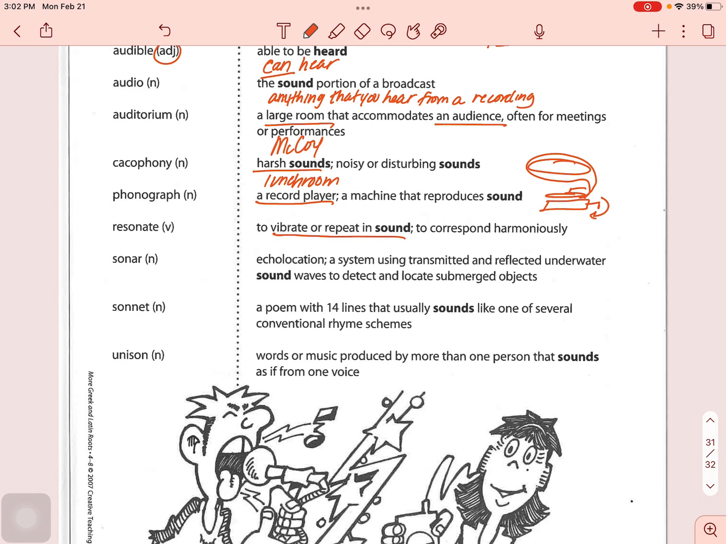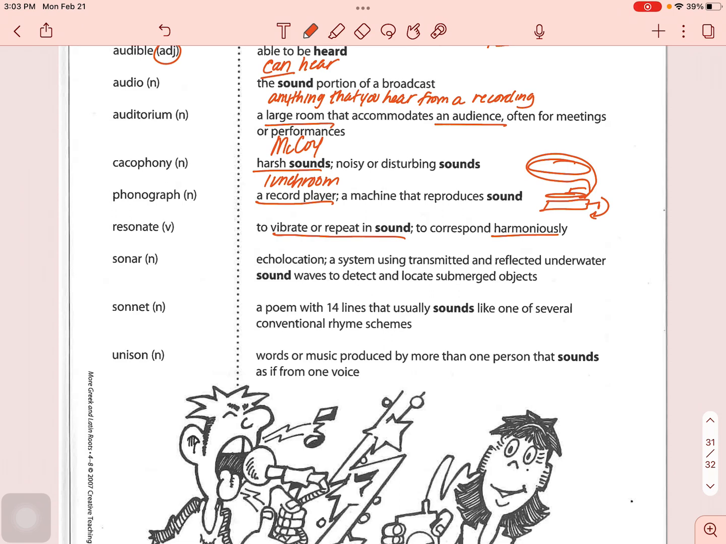And a lot of times, if a sound is resonating and there are multiple sounds resonating at the same time, you will be able to get a harmony out of it. It's that vibration and that constant sound to repeat that allows you to achieve harmony. But we're talking about just if your voice resonates, then that means your voice is vibrating and repeating in the sound deep within you.